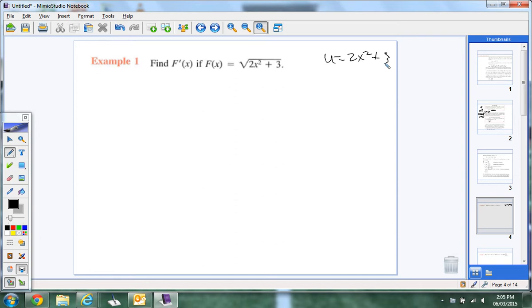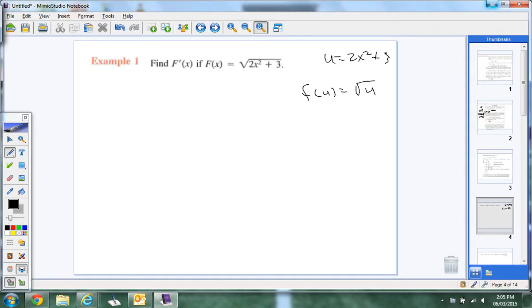Okay, so that's like our u. So then f of u is the actual, we're going to call it root u. Like we're just putting in, we're subbing in the u. So what's the derivative of square root u?